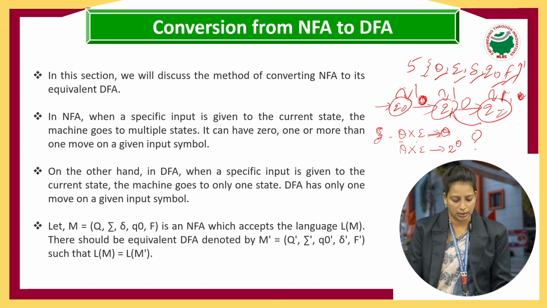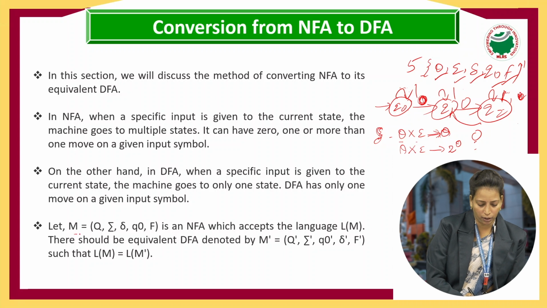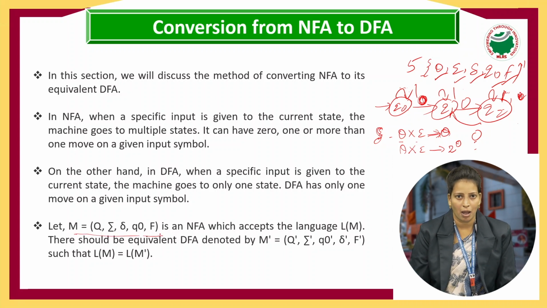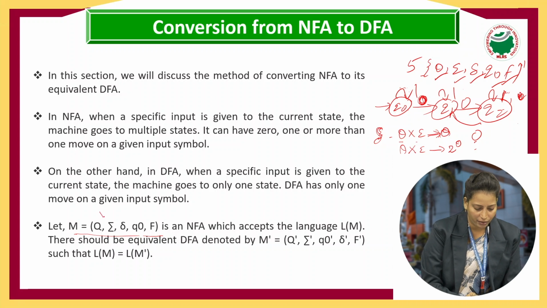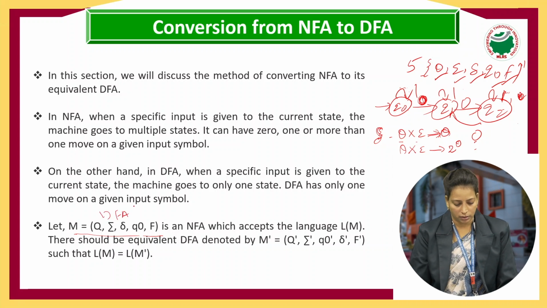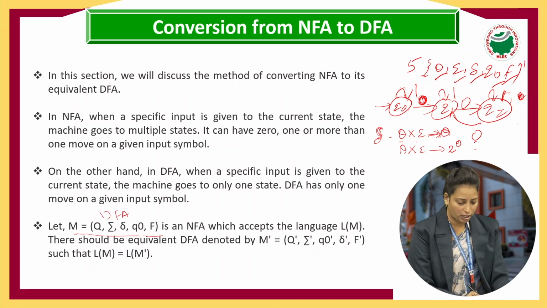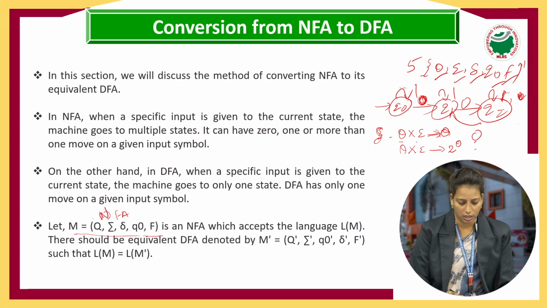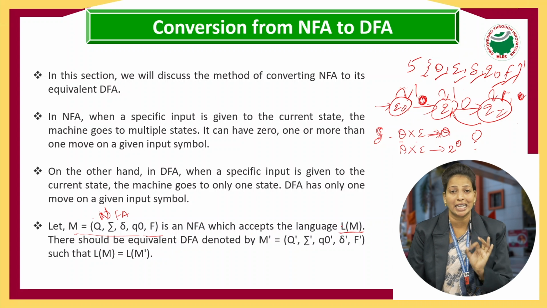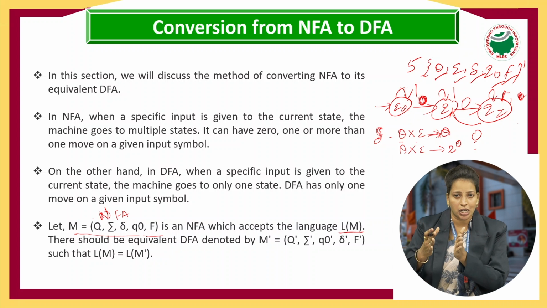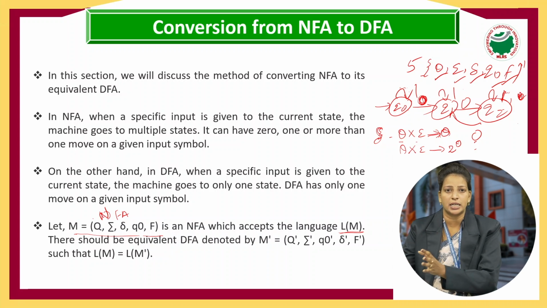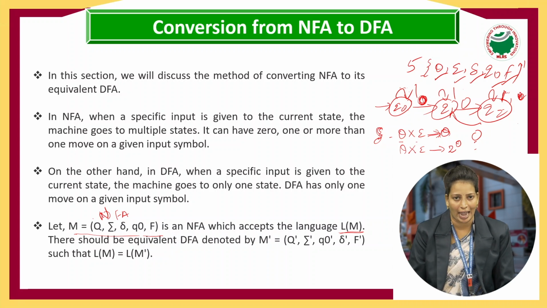Next, here M equal to Q, sigma, delta, Q naught and F. This is the DFA representation, and that is the NFA representation. An NFA accepts the language L of M. L indicates language. Already in the last class I said that language is nothing but a collection of appropriate strings.